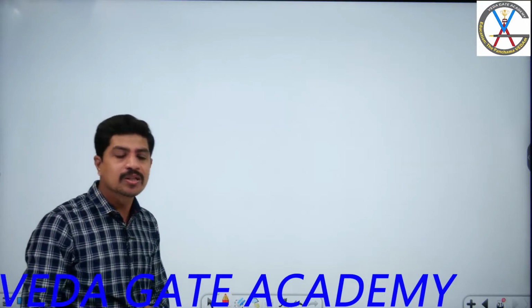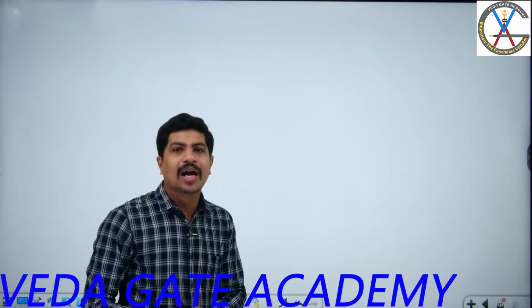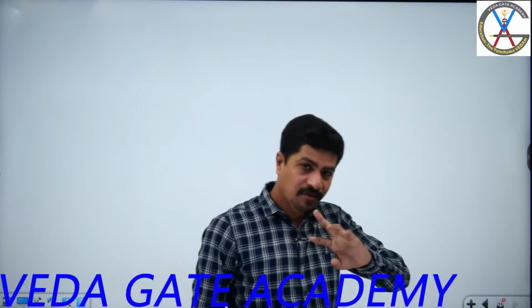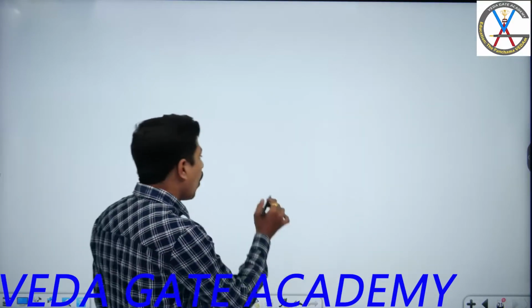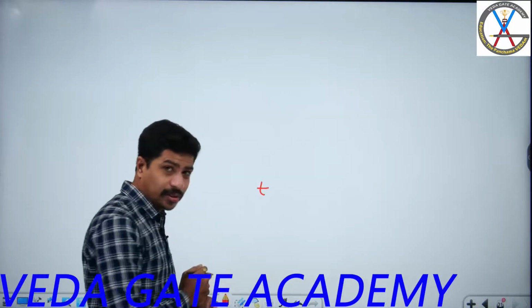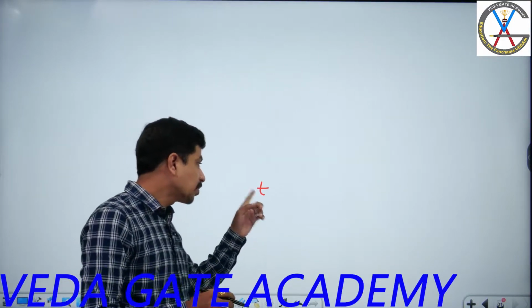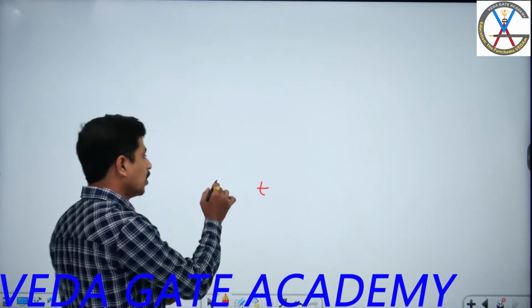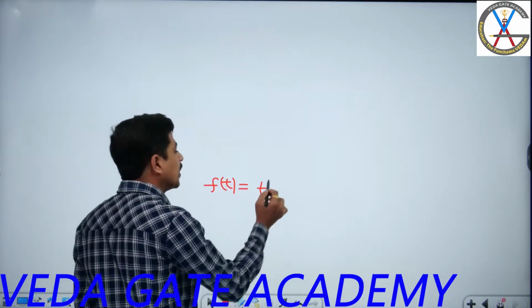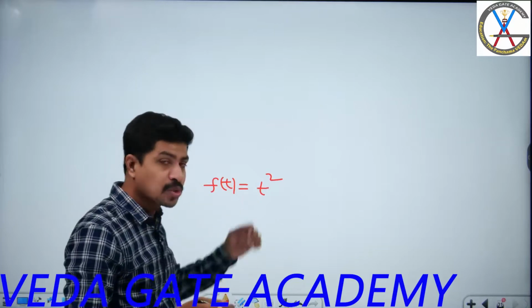What does it mean by shifting? I'll explain both the shiftings, time shifting and frequency shifting. Now, our variable is t. If I substitute t is equal to 0, how much am I going to get? 0. So f of t is equal to t square is the function.